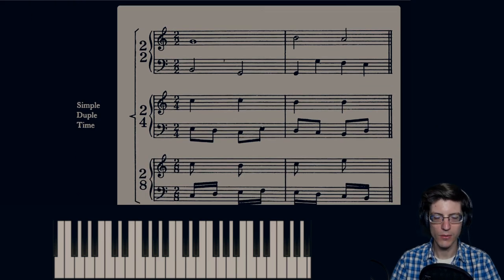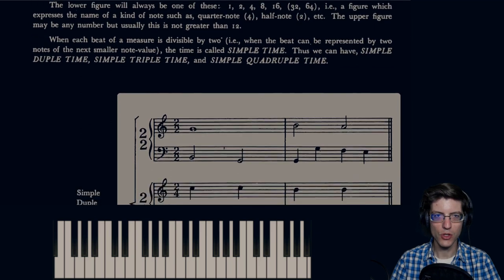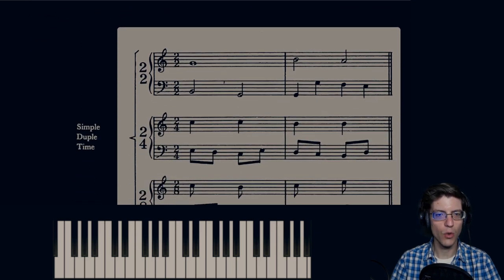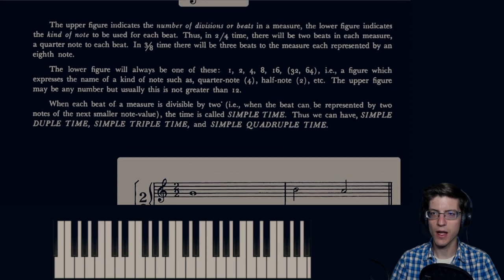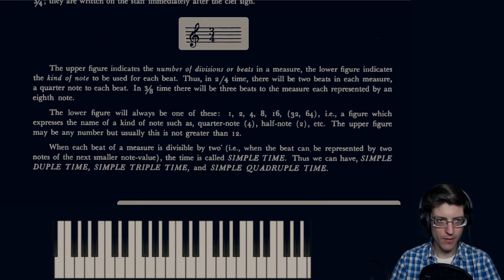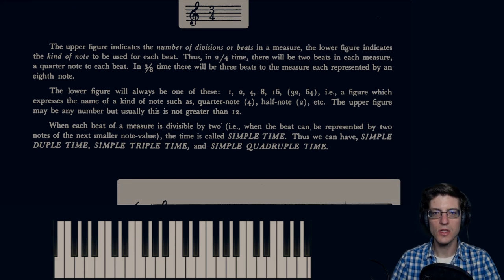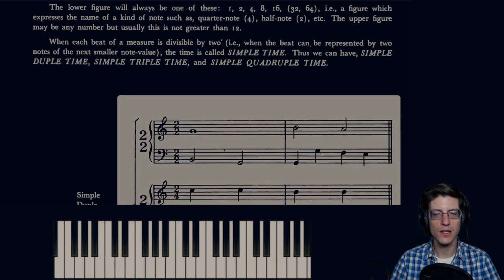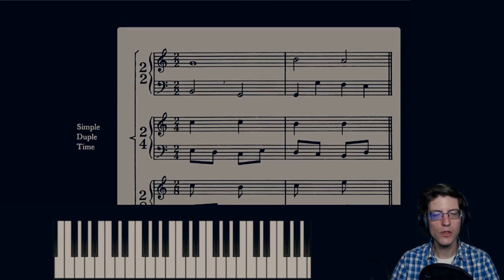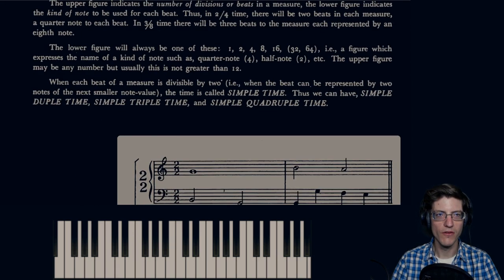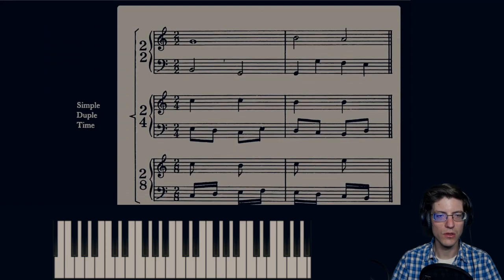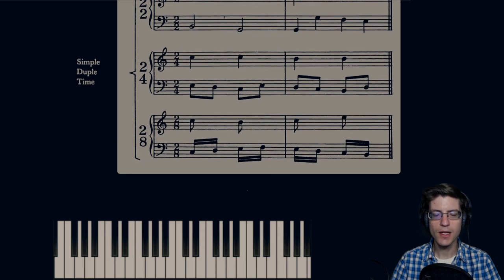2-4 time is also simple duple time. This is where we have 2 beats in the measure, and they're receiving the quarter notes. The lower figure indicates the kind of note to be used for each beat. So number of divisions or beats and kind of note. So once again, in 2-4, the number of beats, the number of divisions, is 2. The kind of note that is receiving that beat is 4. In 2-8, the number of beats in the measure is 2, and the note that's receiving that beat is 8.